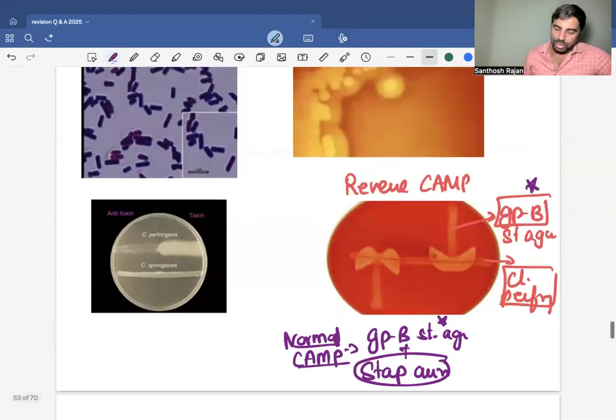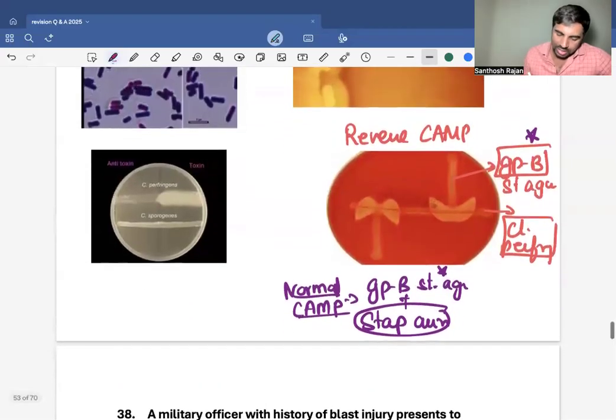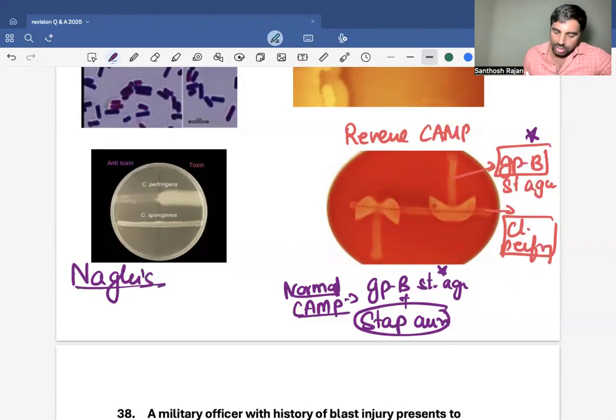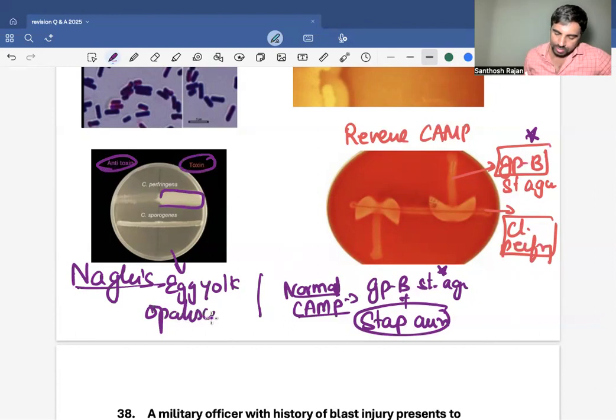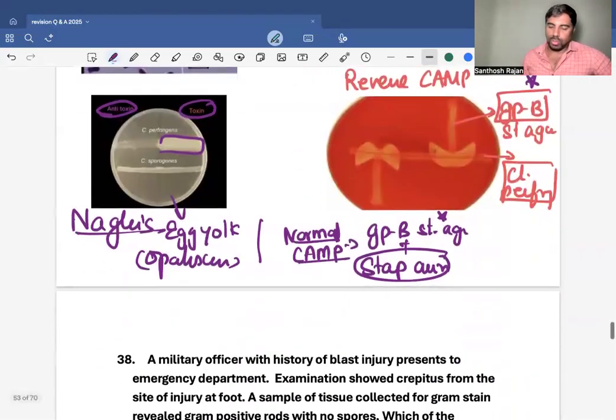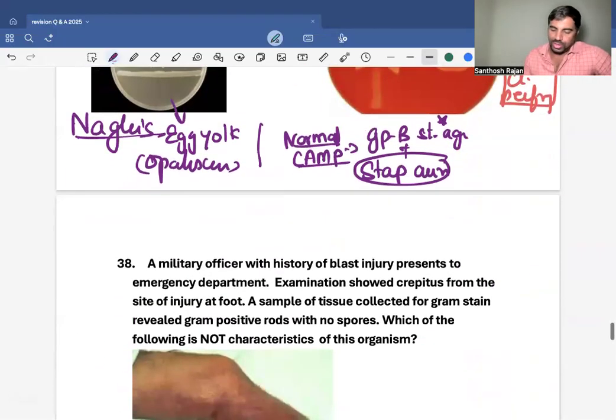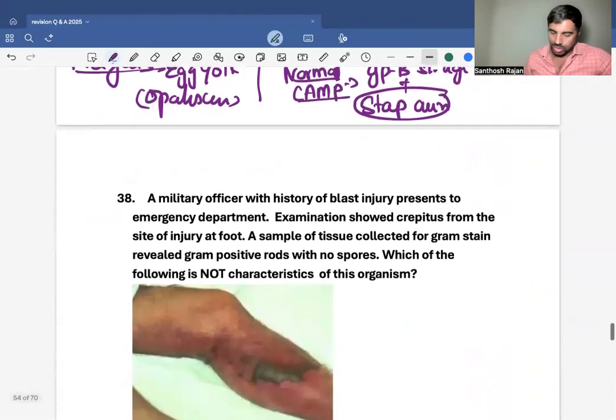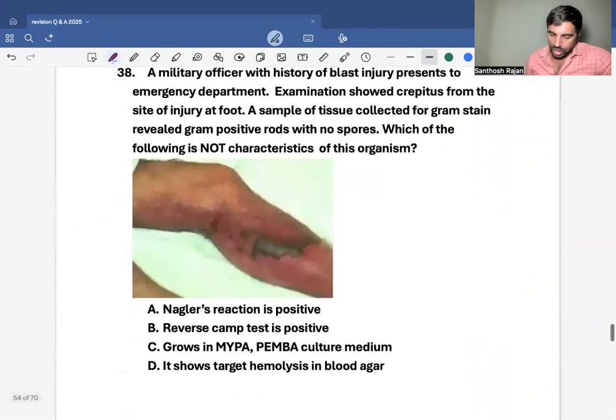And I told you, he always drinks. This is Nagler's reaction, a toxin-antitoxin reaction. You see it in egg yolk agar as an opalescence. If it's a toxin-antitoxin mechanism, you will see an opalescence. That's all for Nagler's reaction. So the double zone hemolysis and these are the common features in Clostridium perfringens, which causes gas gangrene. You know that one.